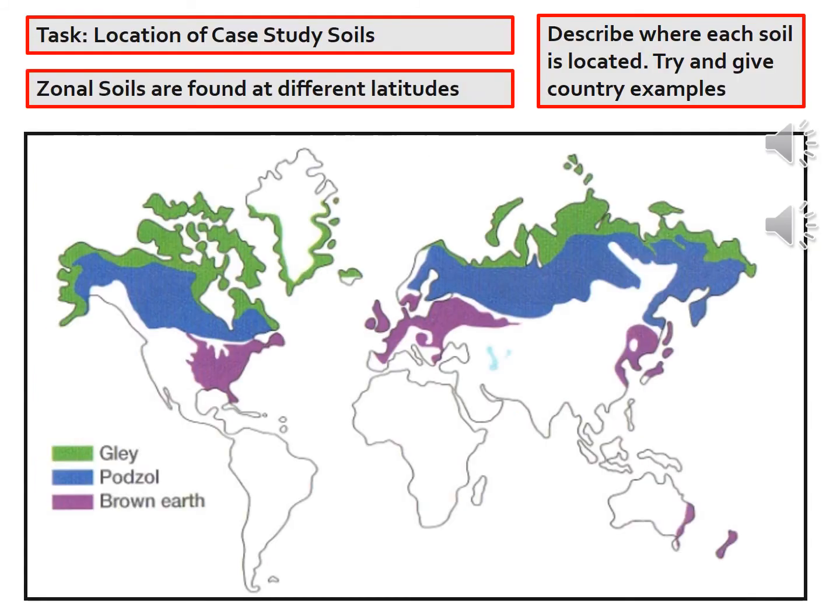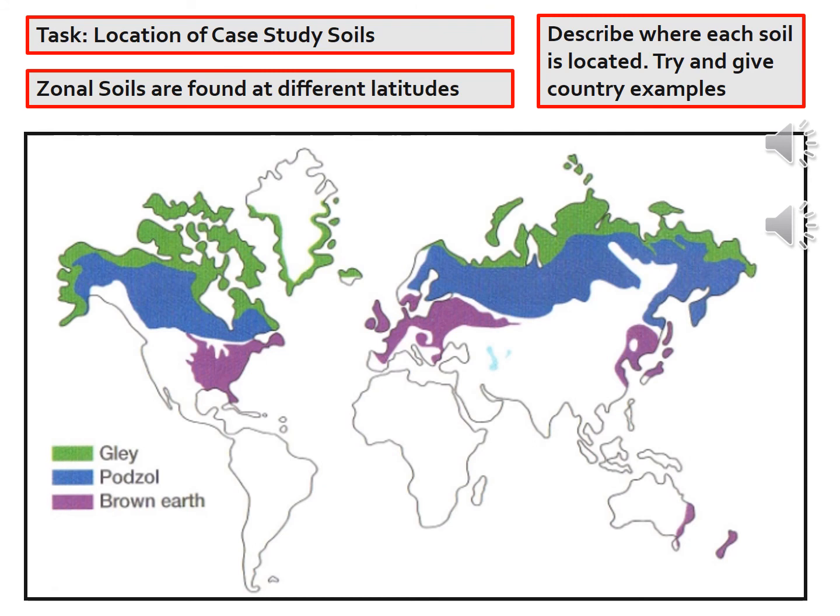Okay everybody, so for the next section of our notes, put location of case study soils as your title, and then your subtitle, zonal soils are found at different latitudes, so just put that. Once you've done that, on the top right of the screen, you can see it says describe where each soil is located. Try and give country examples. The gley is in green, the podzol is in blue, and the brown earth is in purple. Try and describe where you find these across the globe.